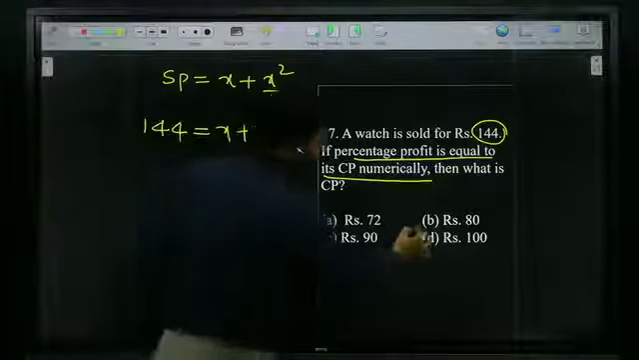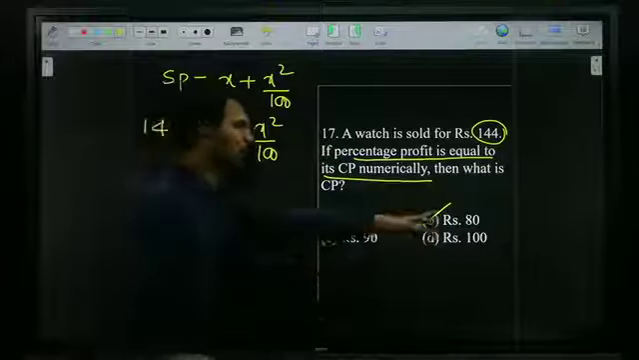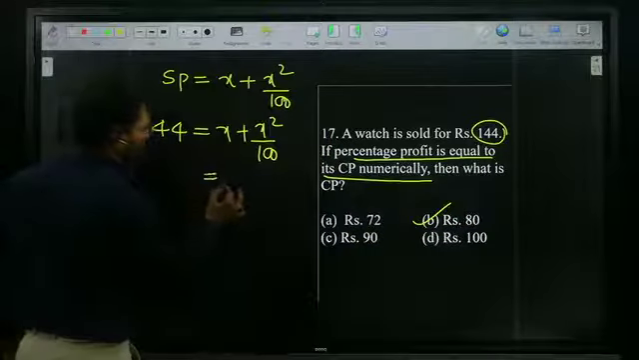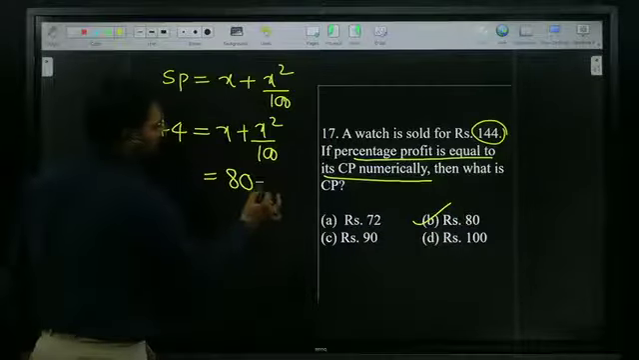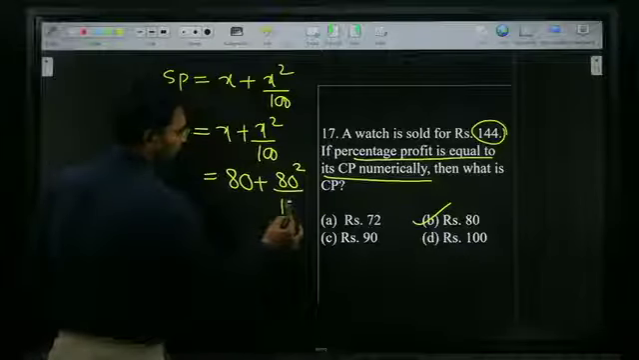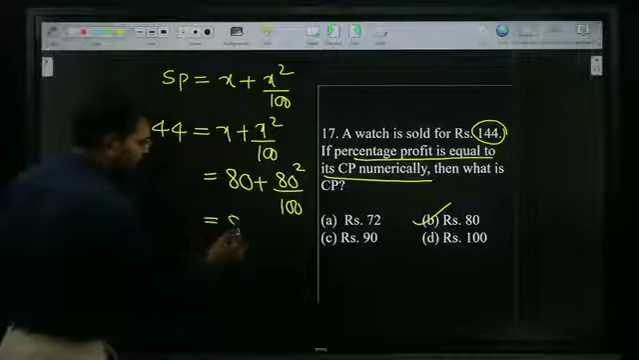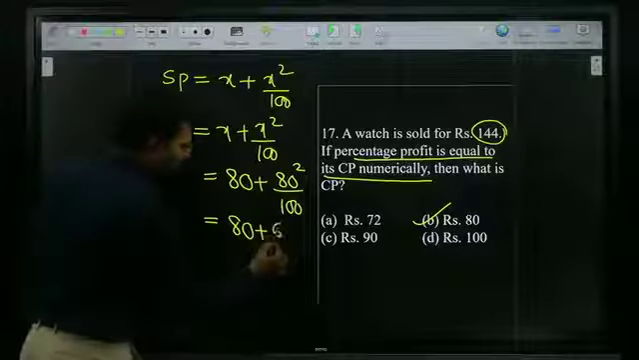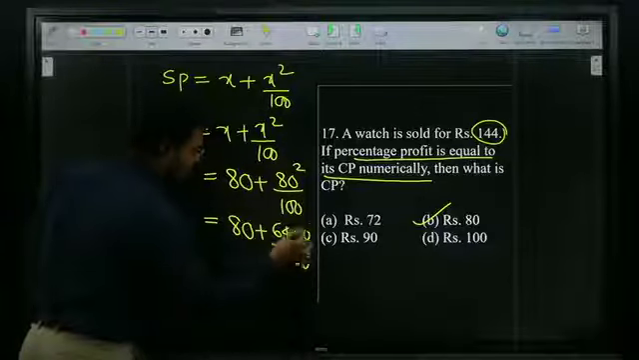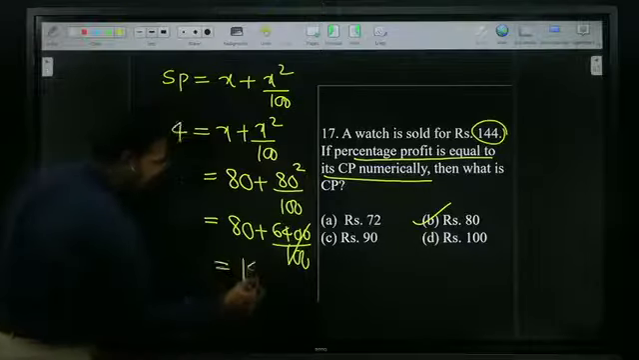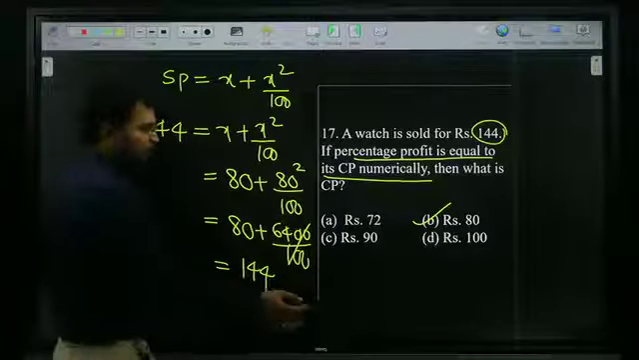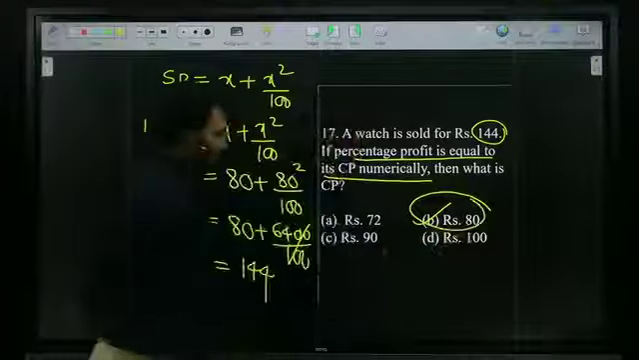So 80 is the best option, because if you go for 80 squaring, you are getting, so I go through 80, Amma. 80 plus 80 square by 100. 80 square is nothing but 6400, na? So 6400 by 100, the 100 gets cancelled. 80 plus 64 is 144, na? So satisfied or not? So your option is what, Amma? Option number B is the right answer.